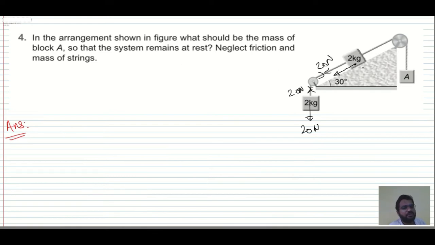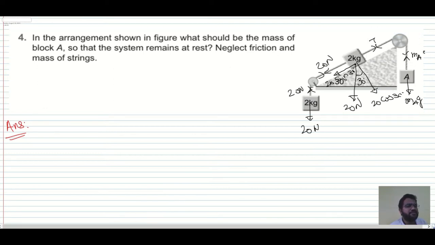And what is that component? See, this is 20 Newton we have. This is one component. This is 30 degree. This is 20 cos 30 degree. And this component is 20 sine 30 degree, and this is the tension we have. This is the mass mA into g. So this is mA into g because it is at rest, and this tension must be equal to mA into g.